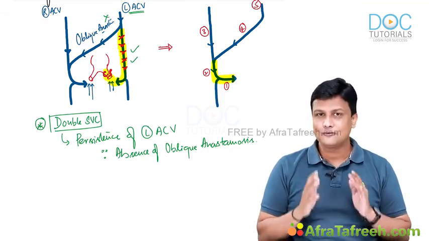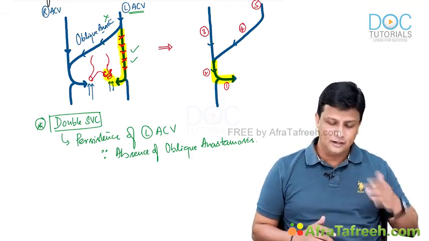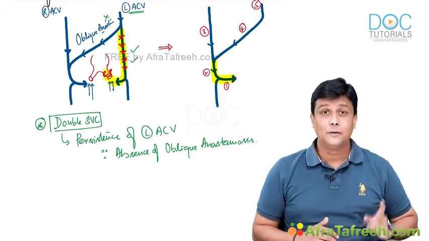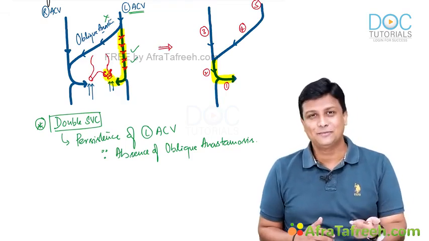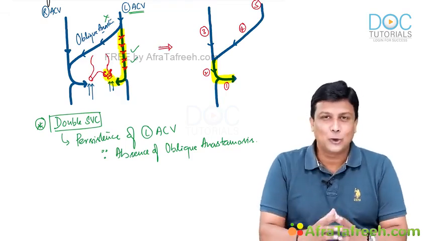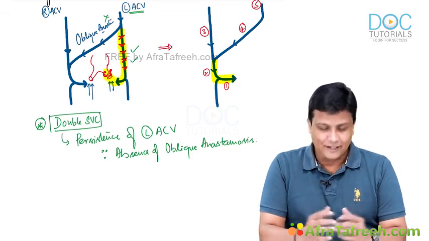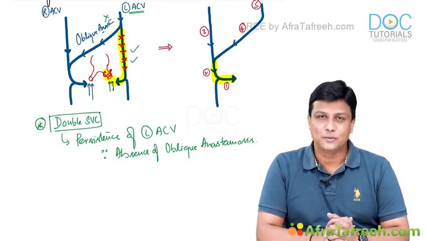Double superior vena cava is formed due to the persistence of the left anterior cardinal vein, fine. But if it is present, where is it going to drain the blood? It drains the blood into the coronary sinus. Perfectly done. That completes the development of the superior vena cava.